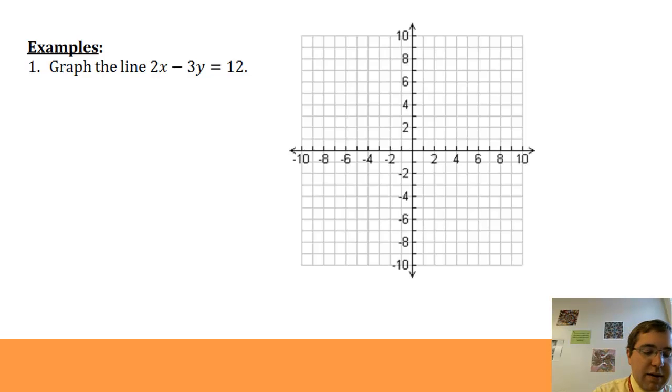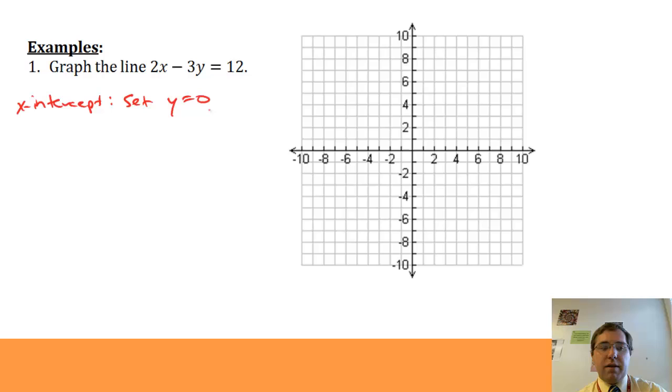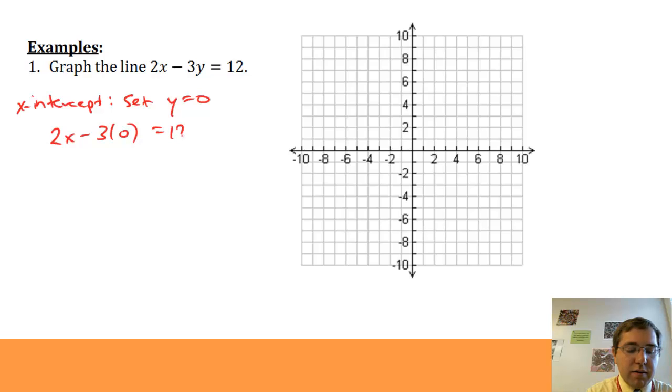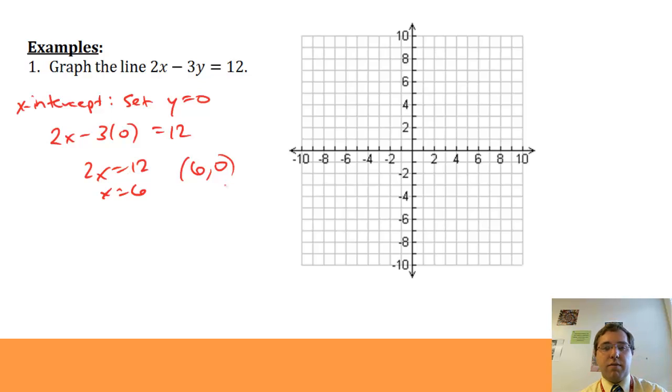So if we're going to find the x-intercept, we're going to set y equal to 0. The x-intercept is where it crosses the x-axis. If it's on the x-axis here, the horizontal axis, then the y value is 0. So for the x-intercept, we set y equal to 0, which means we've got 2x minus 3 times 0 equals 12, but 3 times 0 is just 0. So 2x equals 12, which means x equals 6. So the x-intercept is the point (6, 0), where the x-coordinate is 6, the y-coordinate is 0.